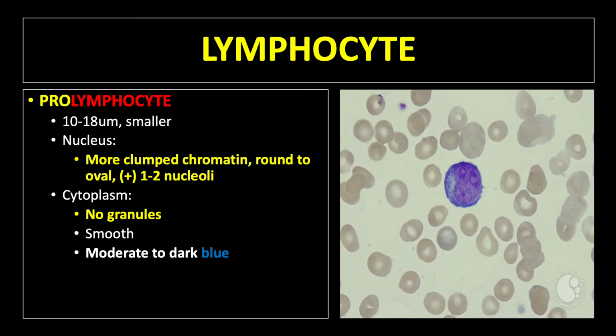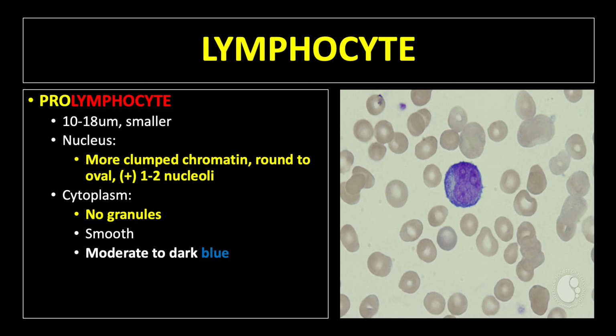Next, we have the prolymphocyte, which is the same with our lymphoblast, which is 10 to 18 micrometer, but some are smaller. The nucleus now in here has more clumped chromatin, round to oval with 1 to 2 nucleoli. Again it has no granules, the same with your lymphoblast, smooth with moderate to dark blue cytoplasm. As you can see in the right image, you can see the 2 nucleoli present in the nucleus of the prolymphocyte.